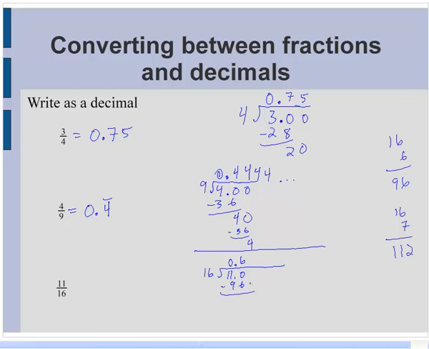96 subtract is 14, bringing an additional 0 in. 16 goes into 140, I think, 8 times. It would be 128, and subtract is 12, and bringing in a 0. 16 goes into 120 7 times. 112, and subtract gives us an 8, and dropping in one additional 0, 16 divides into 80 5 times exactly, so 11 over 16 is 0.6875.